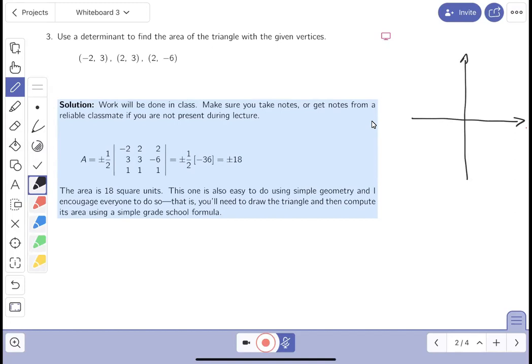And I'm going to put the points down for you. The first point I see is minus 2, 3. Okay, that point's done. What's the next point going to be? 2, 3. That's done. What's the next point going to be? 2, minus 6.